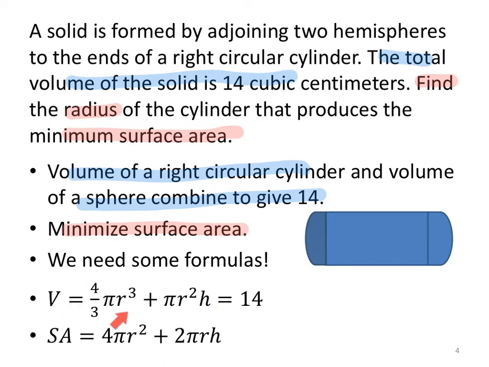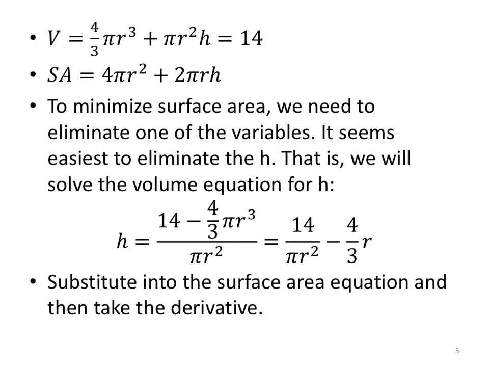Here's my secondary equation. I know the volume is 14, so I'm going to take this volume equation and solve for h in order to replace it here. Okay, so h, I'm going to subtract 4/3 pi r cubed, divide by pi r squared, simplify, that's 14 over pi r squared, minus a 4/3, the pi's cancel, r squared cancels, I'm left with an r. I'm going to substitute this into the surface area equation, and then take the derivative. Here we go. Get ready, get your algebra on.